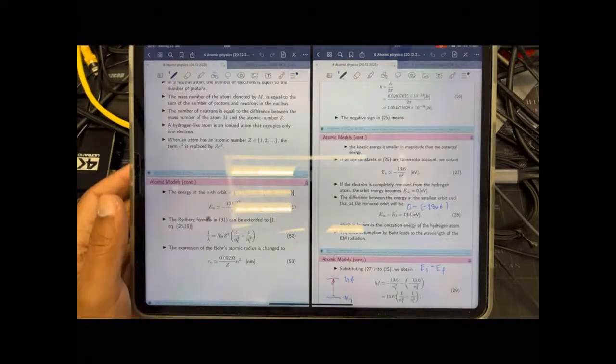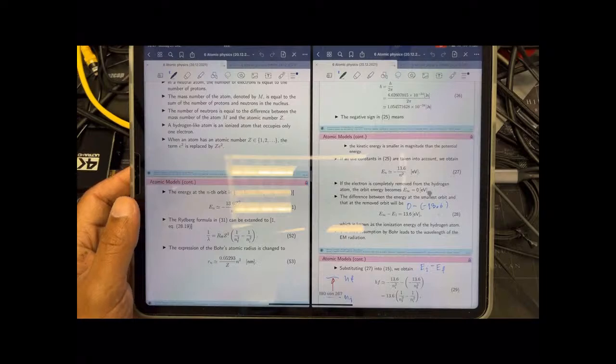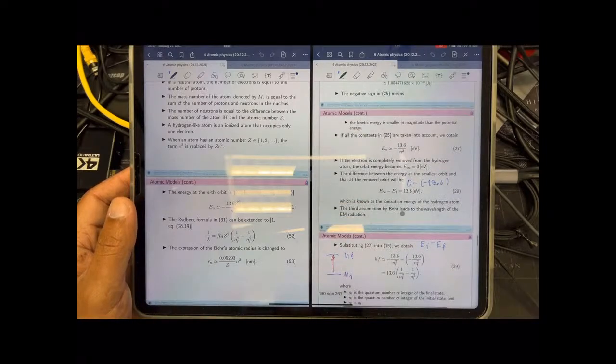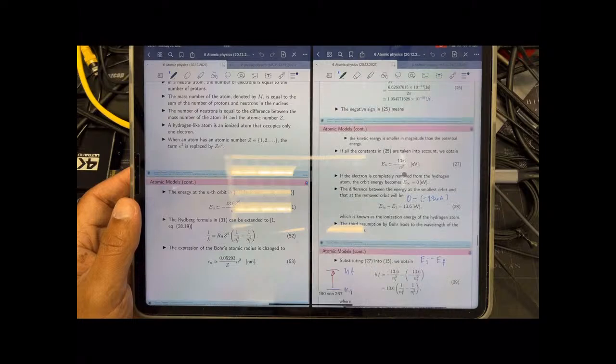So let's go for the energy level that has been modified to this one, which is the result from equation 27. And for the Rydberg formula, this is the Bohr expression for energy level.